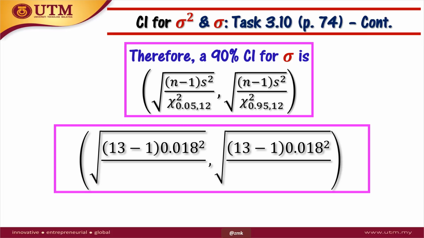Can you check the values of chi-squared 0.05,12 and chi-squared 0.95,12 from table 6? What do you get? Do you get chi-squared 0.05,12 equal to 21.0261? What about chi-squared 0.95,12? Do you get 5.2260? If you do, bravo guys!